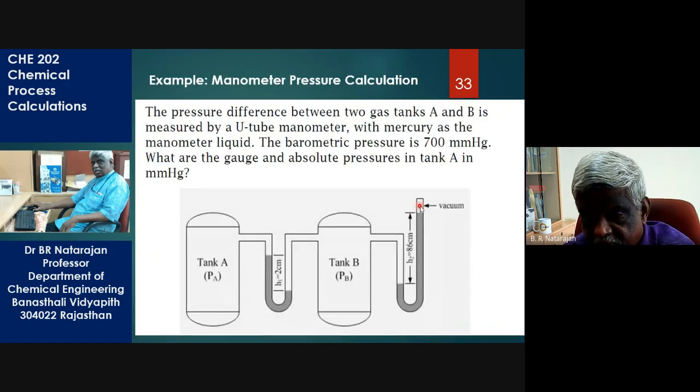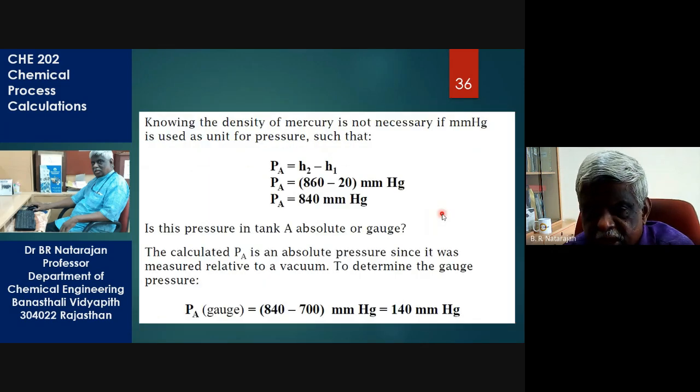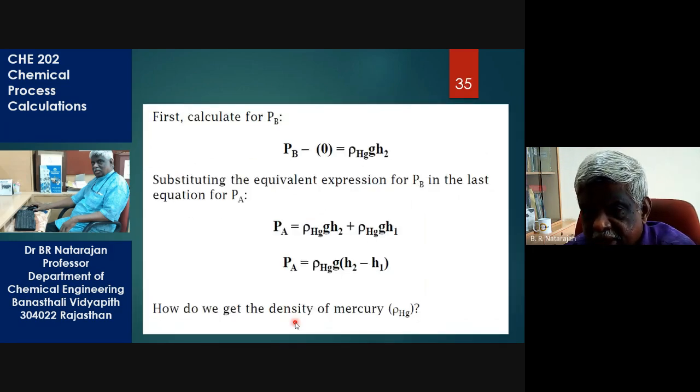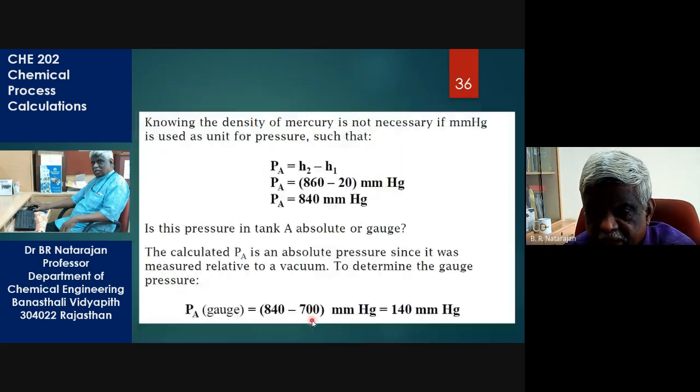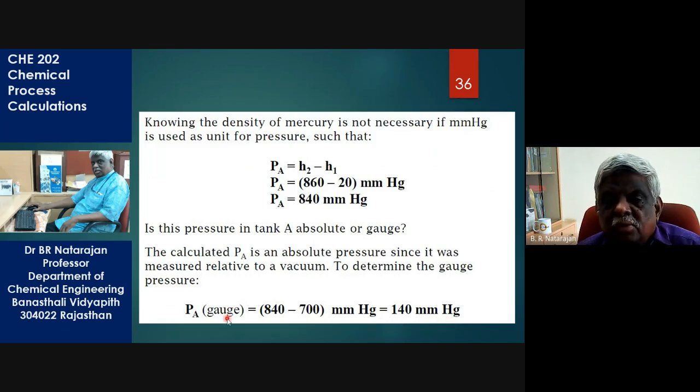Remember, this end is C, vacuum. So the pressure measured here is in terms of vacuum, so it is absolute pressure. To determine the gauge pressure, I subtract the pressure here, that is 700 millimeters mercury, right? So 840 minus 700 millimeters mercury is 140 millimeters mercury. That is the Pa in the gauge.